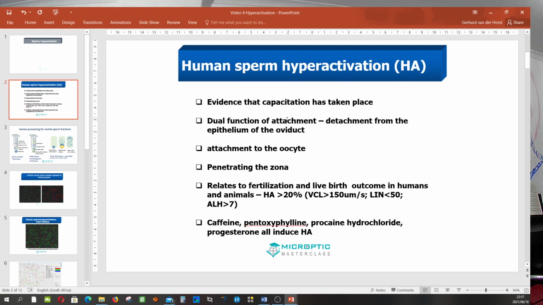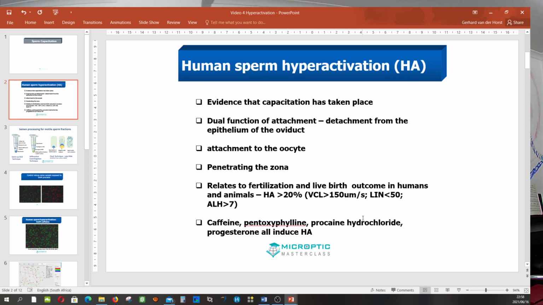And it can only attach to it if it was hyperactivated. And once the oocyte arrives, it detaches from that epithelium and then follows these processes. And we know that it relates to fertilization and live birth outcome in humans. And we need a hyperactivation of more than 20%. And these are some of the kinematics within the CASA program that can help us to determine this.